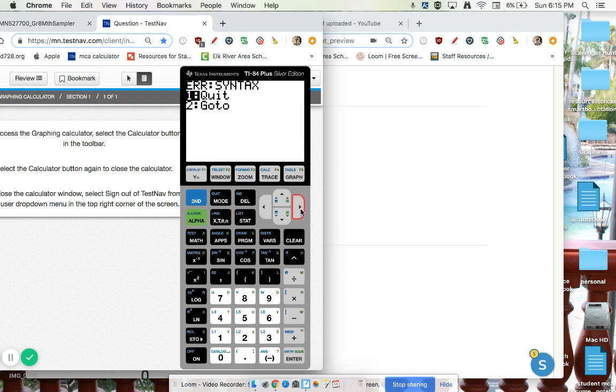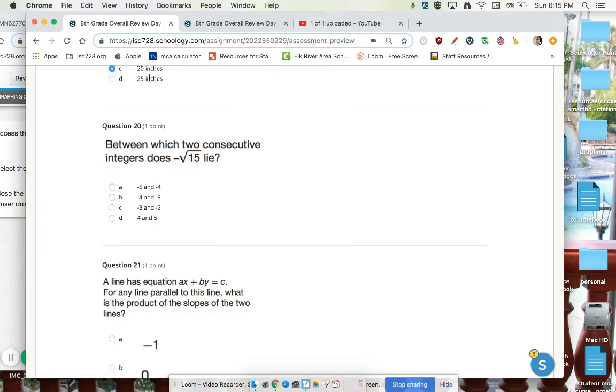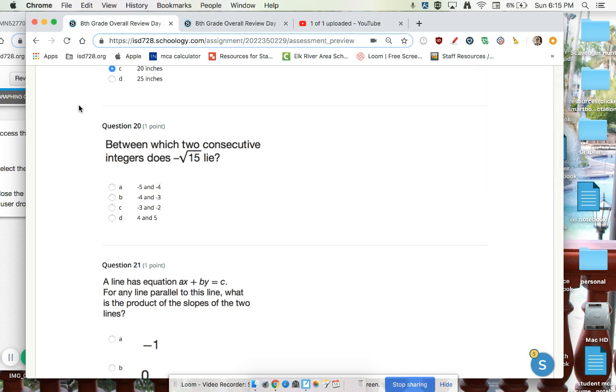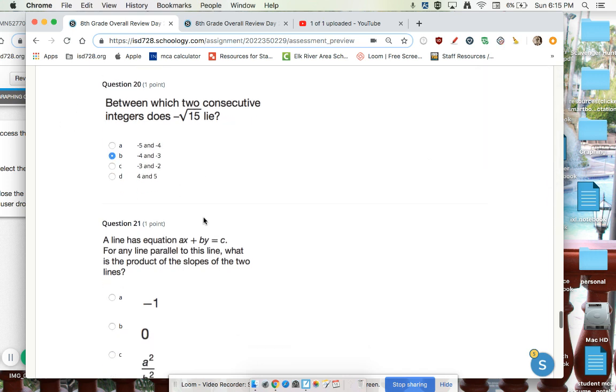Oh, I know what I did. I used my dash on my computer instead of this. Negative the square root of 15. Get out of the square root, enter. Negative 3.8. So it's definitely not between negative 5 and negative 4. I think it's between these two because it's bigger than negative 4. So it would be B. It's between negative 4 and negative 3.